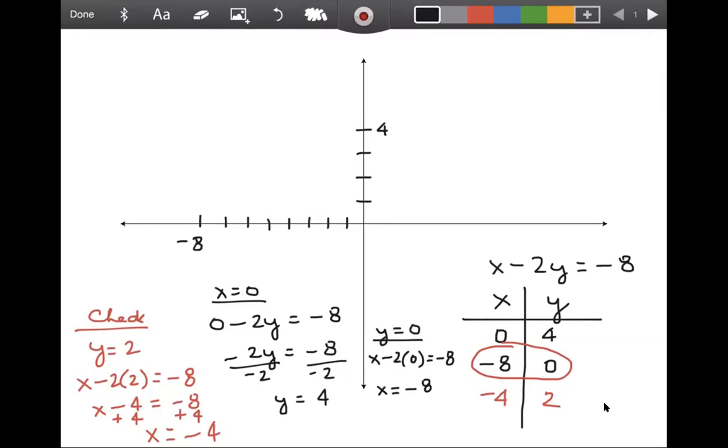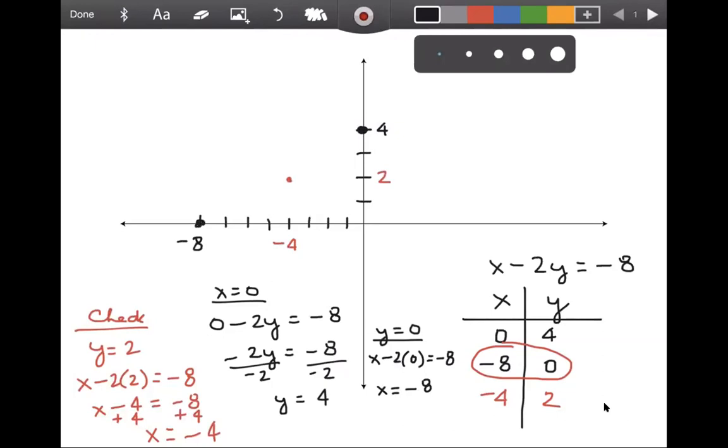Okay, so we have 0, 4. We have -8, 0. And then as my checkpoint, I used -4, 2. And it looks to me like those points line up. It's not going to be perfect because I made these grid lines freehand.